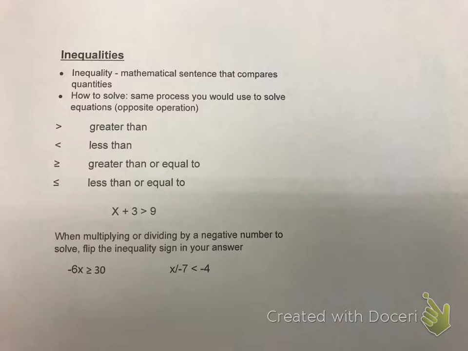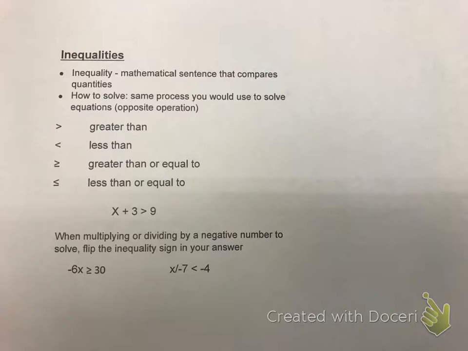The next thing I want to point out is the symbols for an inequality. We've got greater than, less than, greater than or equal to, and less than or equal to. Now the difference is when you have the line underneath the inequality sign. The line underneath means that it includes whatever number is on the other side. So let's look at our first example.